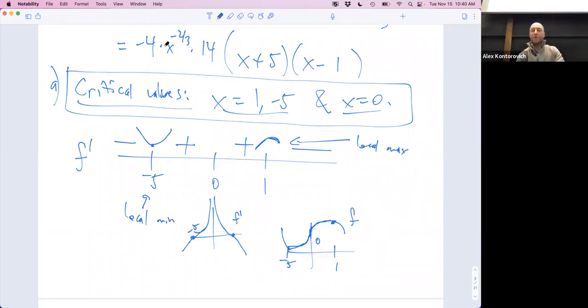So f prime has a 1 over x to the 2/3 in it. So it's blowing up, and it's blowing up in a positive direction. It's positive on both sides. So the function's increasing and then it continues to be increasing. Okay, does that make sense? Did we answer the question?